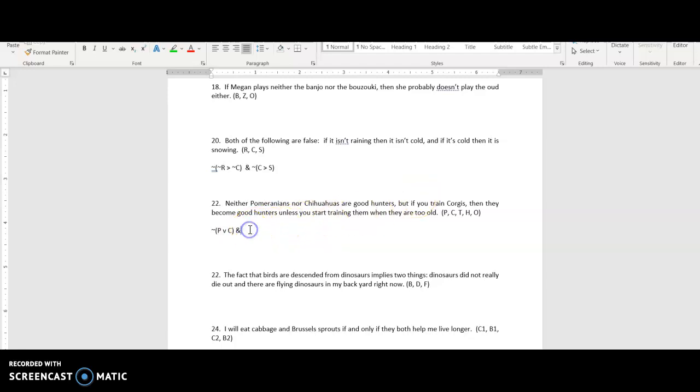But now we have if you train Corgis, so if C, sorry, we already used C for Chihuahuas. All right, so we have training for train, we have T. So if T, then now we have they become good hunters unless you start training them when they're too old. So that's an unless sentence, which means it's going to look like this, right? Unless, remember, the easiest way to translate is just use the disjunction. So they become good hunters is going to be H or O.